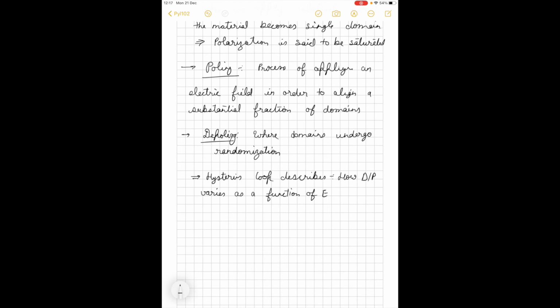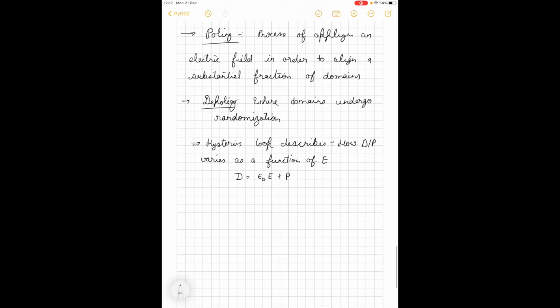Before going to that, just to remind you, what was D? D is equal to epsilon naught E plus P, right? So either we say the relation between D and E or P and E. In a ferroelectric material, P is generally significantly large compared to epsilon naught E. That's why the difference between the D-E or P-E loop doesn't change much. But in other systems, it can vary a bit.